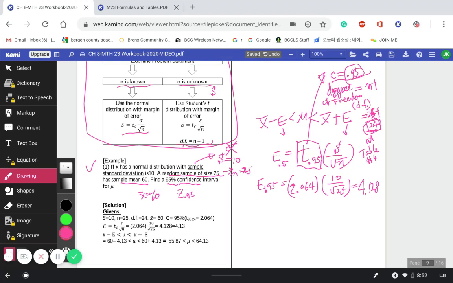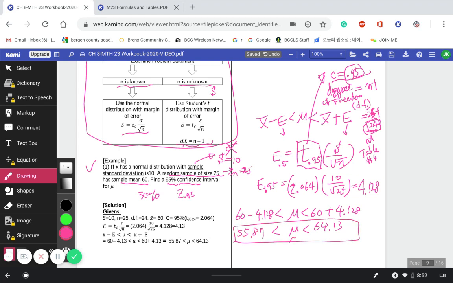So your estimation becomes x bar, which is 60 plus 4.128 with 60 minus 4.128. Okay. So if you do the actual calculation, you end up with 64.13 and 55.87. So the formats are the same, and you finally got the estimation of the mean value between about 64 and 56.